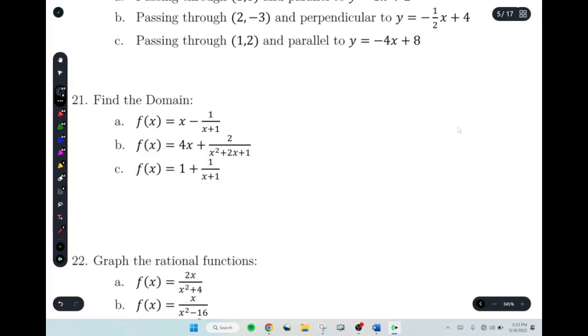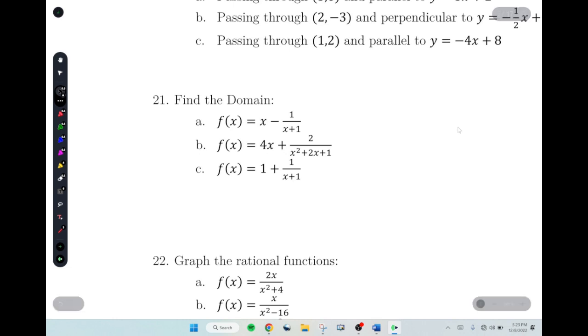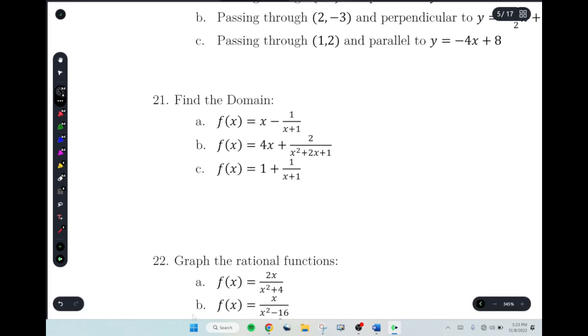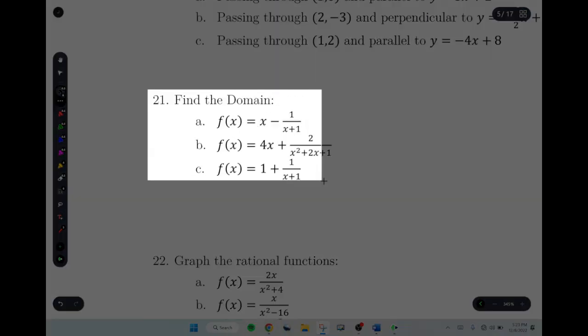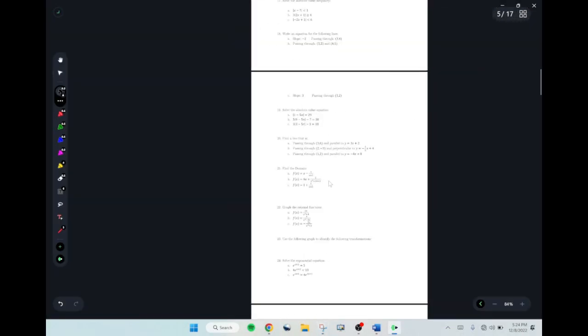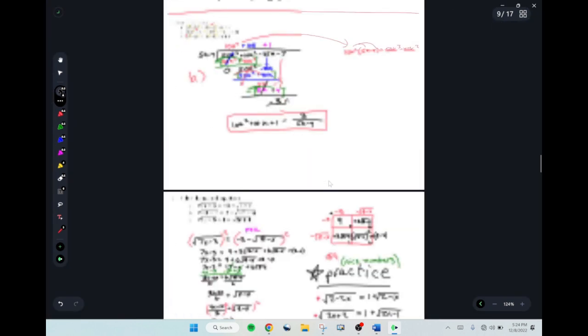Let's see, 21B. Oh, shoot. Yes, this is awesome. Boom. Okay, I was gonna say the log domain as well.